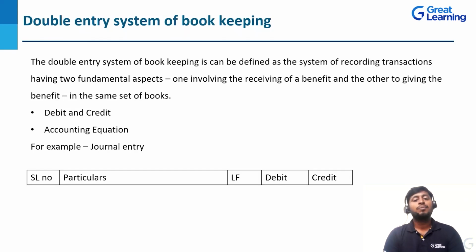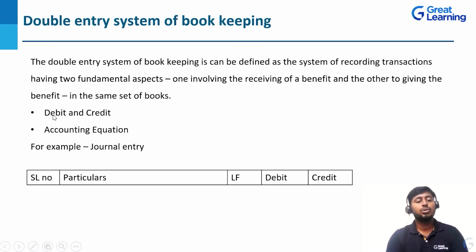For example, purchase of plant and machinery paid through cash, rupees 10,000. So where are the two side effects? Plant and machinery comes to the business, correct? An asset is coming to the business. For that, we pay in the form of cash, 10,000. So plant and machinery comes to the business and cash is going out of the business. One asset is coming and another asset is going. That is the two side effect.